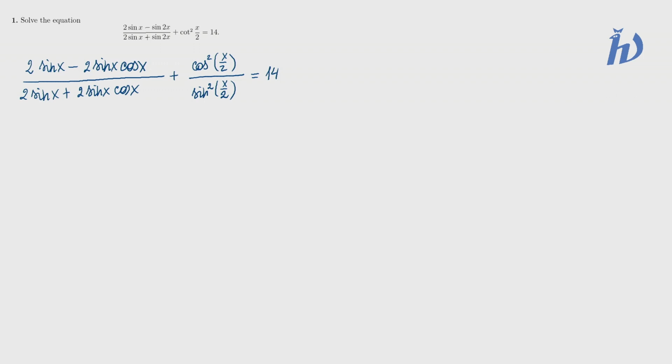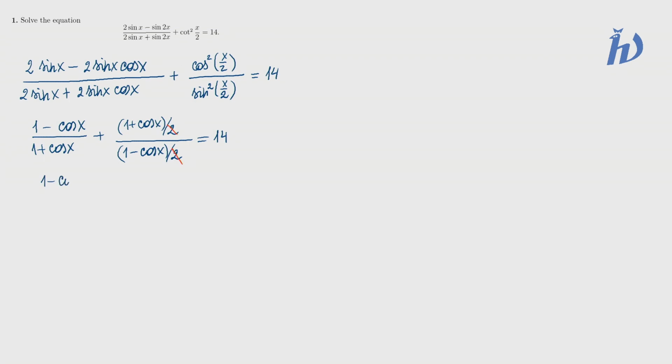What are we going to do next? The first fraction can be reduced by 2 sines of x, and this way we have 1 minus cosine of x divided by 1 plus cosine of x. As for the second fraction, its numerator is equal to 1 plus cosine of x divided by 2, and its denominator is equal to 1 minus cosine of x divided by 2. And we still have 14 on the right. These ones are reduced, and after that we can bring the fractions on the left to the common denominator.